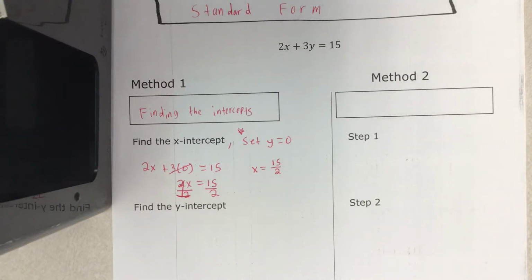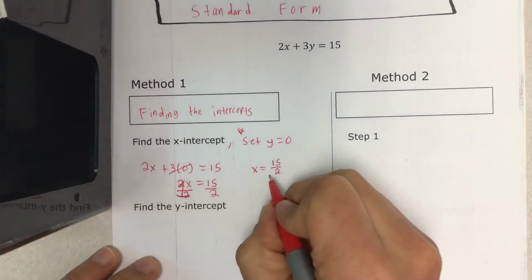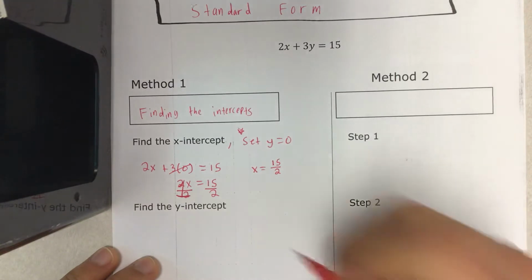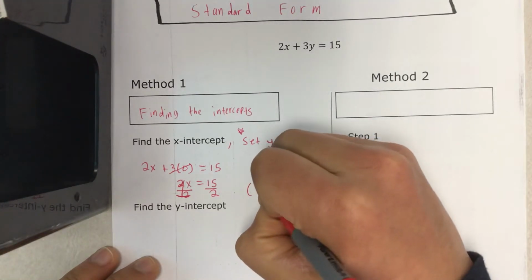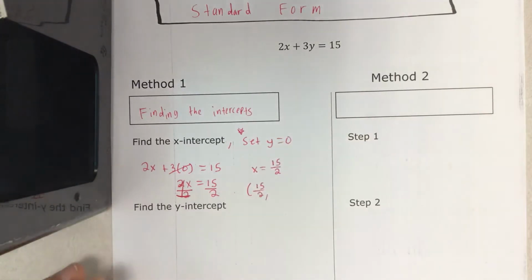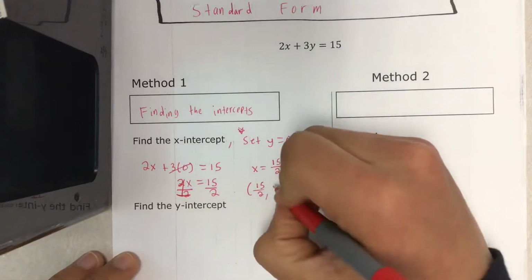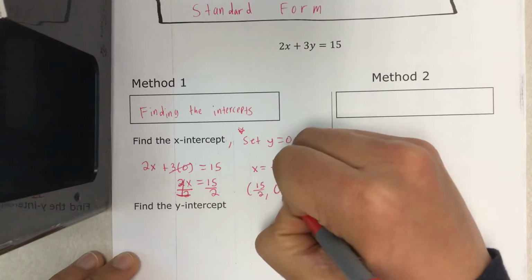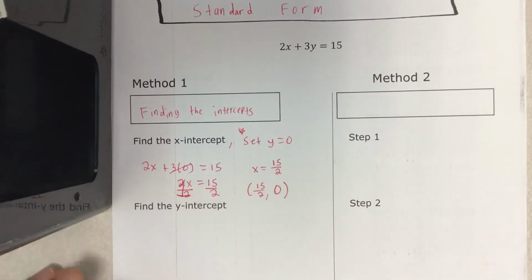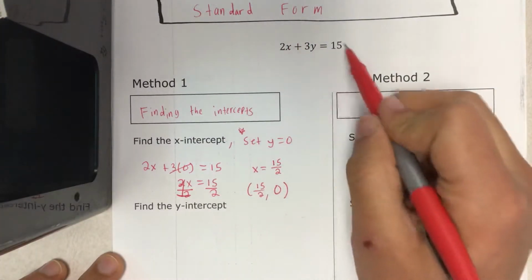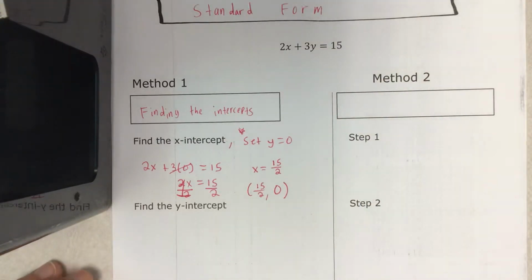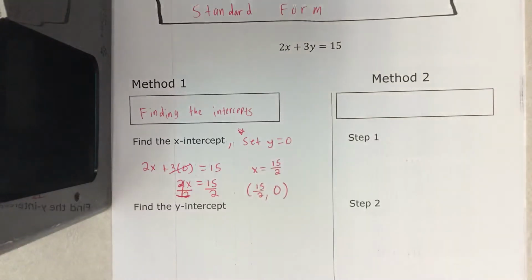But that is not my x-intercept. Remember, it's part of my x-intercept, but I need the ordered pair. So if my x is 15 over 2, right, that means the ordered pair is going to be 15 over 2, comma, I set my y equal to 0. So that means my y value is going to be 0. So that is the x-intercept of this standard form equation. Okay? Hopefully that makes a little bit of sense. So that's the first part.